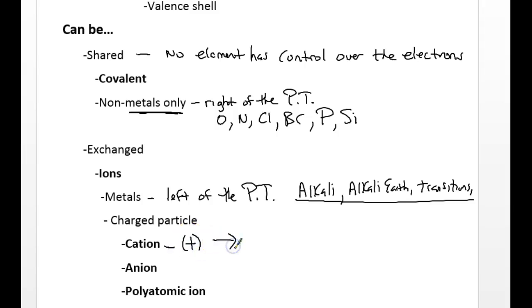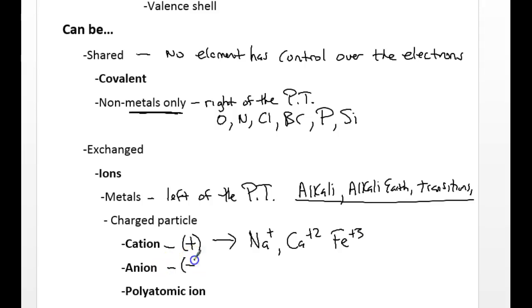So an example would be Na. It would form a +1. You would have calcium, Ca, would form a +2, and then we could even have some of these transitions like iron +3, but it can form others as well. But that's a cation, positively charged.